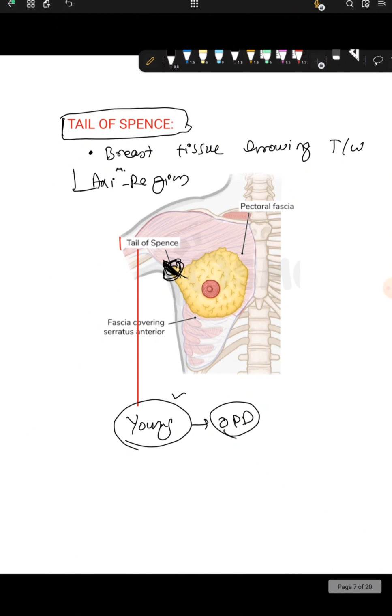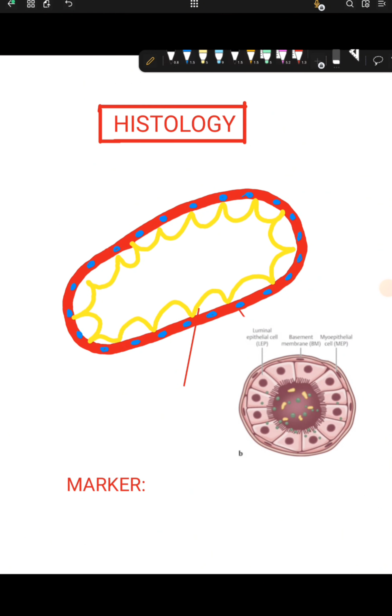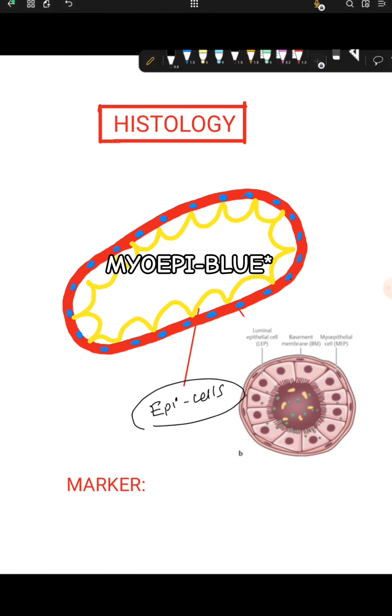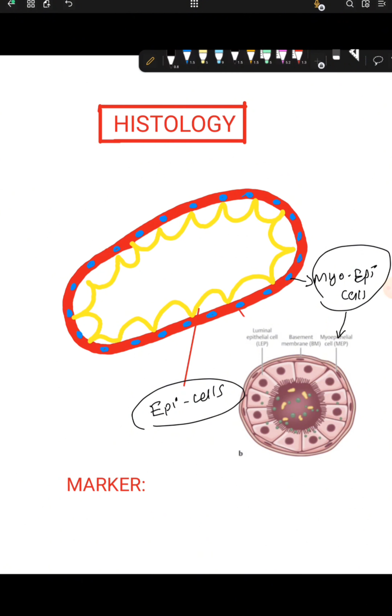Okay, so let's talk about the histology. This could be very helpful when you read about breast pathology. So the yellow lining is the epithelial cells, right? And what is this? The yellow ones are the myoepithelial cells. So this one. Inside this one is the epithelial cell.